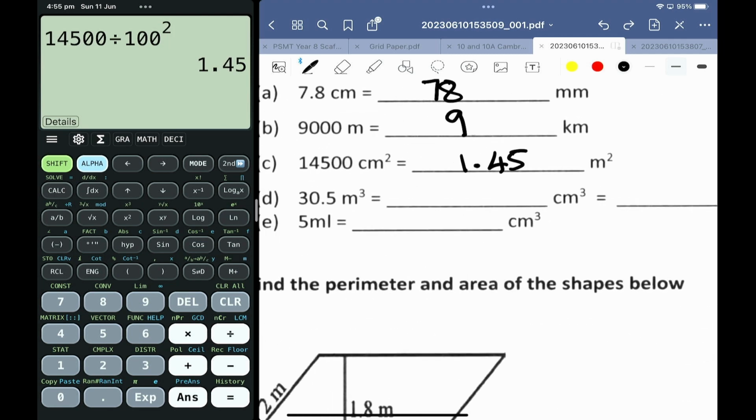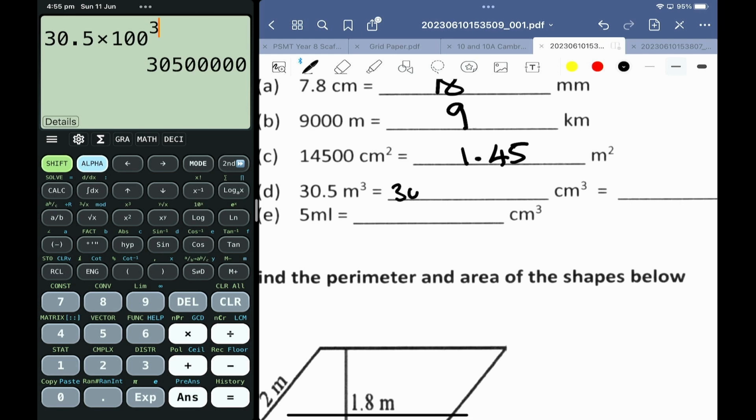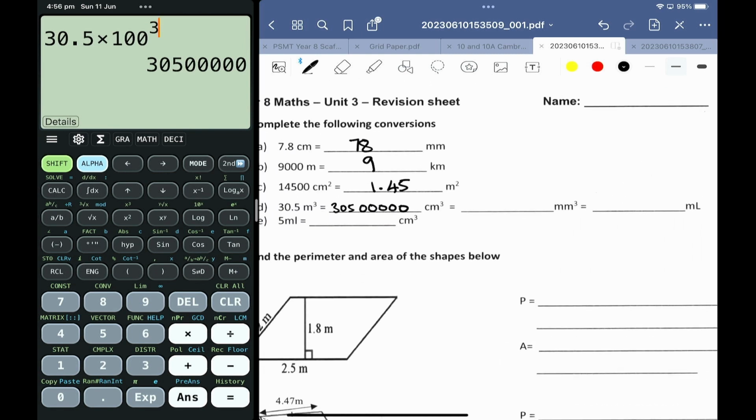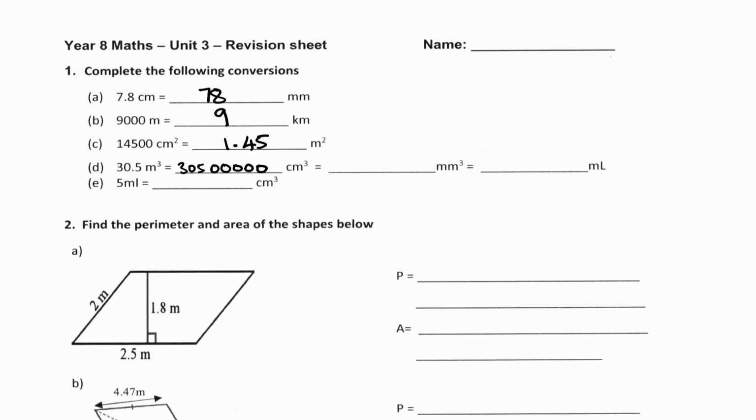So we put in 30.5 meters cubed, and we multiply that by 100 cubed. And that gives us a very large number. 305, 1, 2, 3, 4, 5 zeros. And now to convert into millimeters, that's going to give us an even larger number. This is going to be quite large.